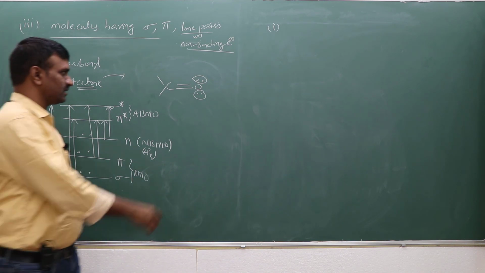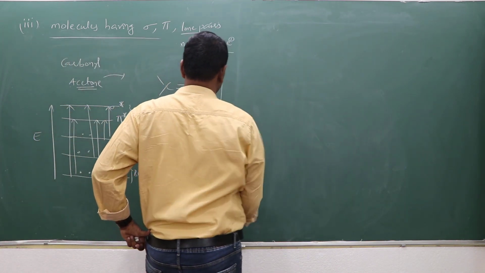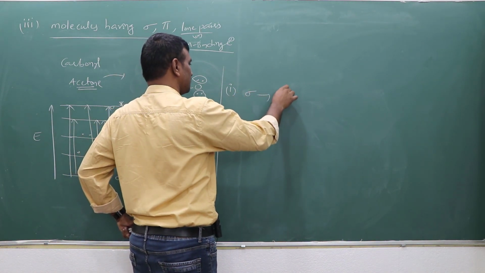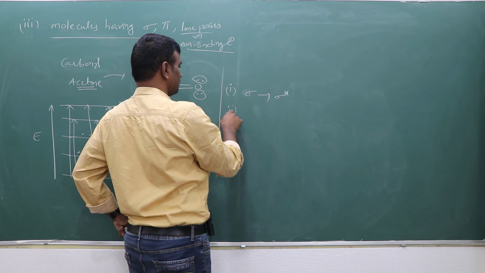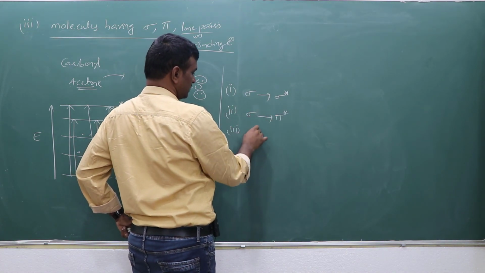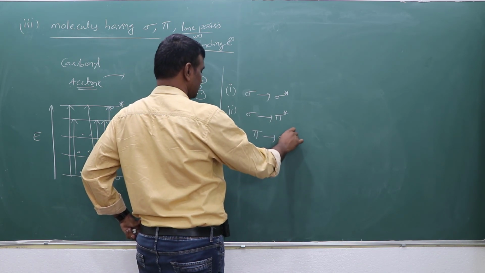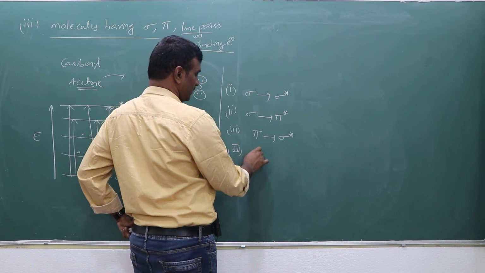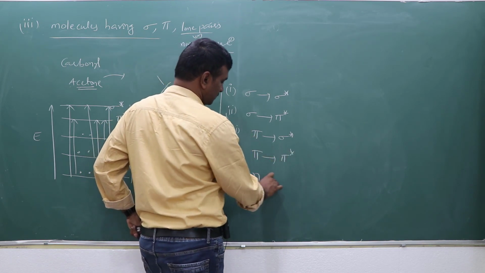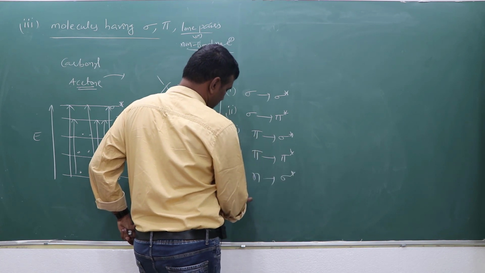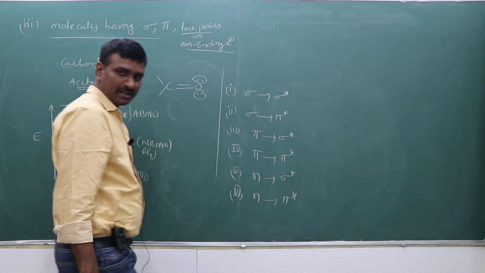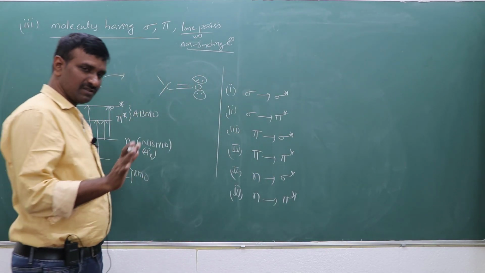So how many are possible in the generalized case? One is sigma to sigma star. Another is sigma to pi star. Another is pi to sigma star. Another is pi to pi star. Another is n to sigma star. And the last one is n to pi star. Total, there are 6 generalized transitions.